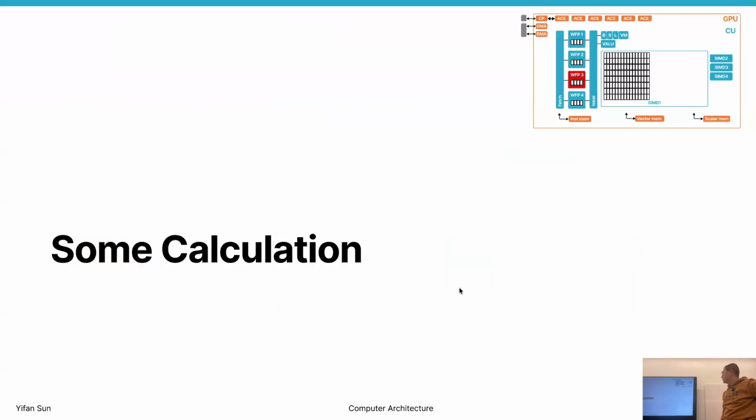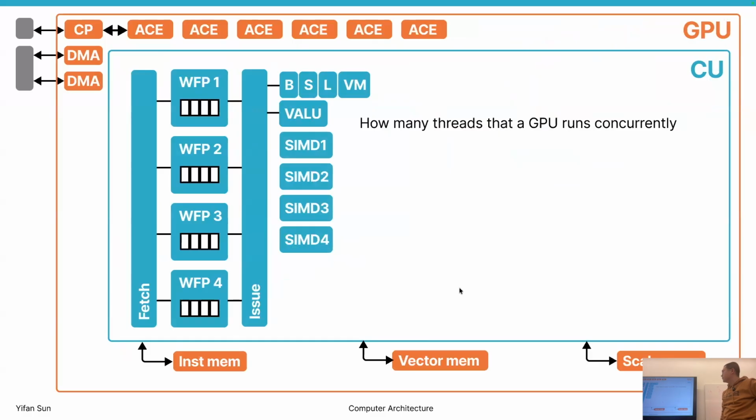Now, at the end, let's do some calculation. So how many threads does the GPU run concurrently? Where we're looking for this question, we're mainly looking for wavefront pools, 4 wavefront pools.